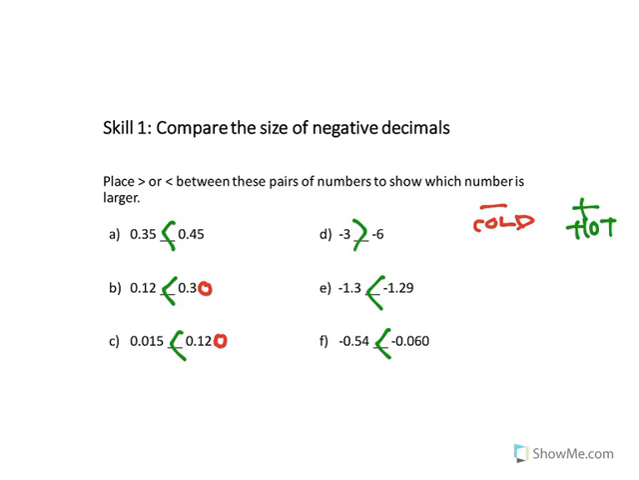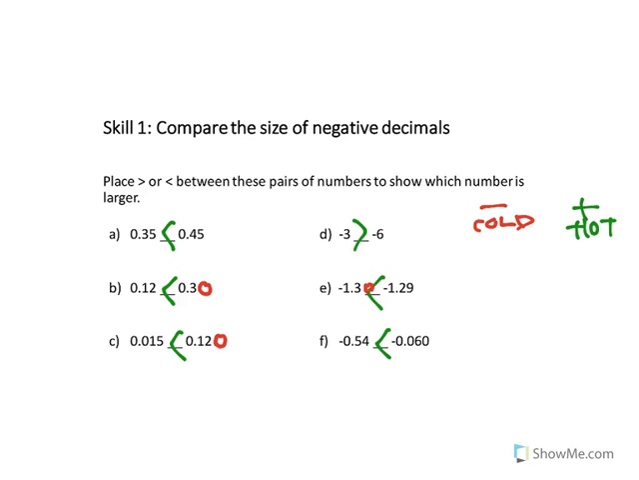In E, negative 1.3, I'm going to add a 0 to that, negative 1.30, or negative 1.29. And negative 1.29 is just a tad bit warmer, just by a little bit. So do not let the numbers behind the decimal fool you. You have to take a moment just to pause and really see what's going on here.